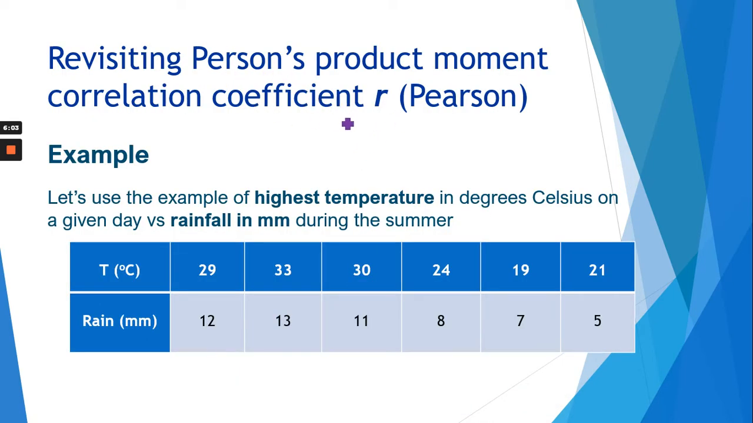So let's revisit the Pearson's product moment correlation coefficient, or just R. Whenever we say R, it is the Pearson's correlation, okay? So let me just change the color here. We use the example of the highest temperature in degrees Celsius on a given day versus the rainfall in millimeters during the summer. We are assuming that it's rain season, so we expect it to rain on most of the days. So we have the temperature, and for each day of the temperature, we have a rainfall.